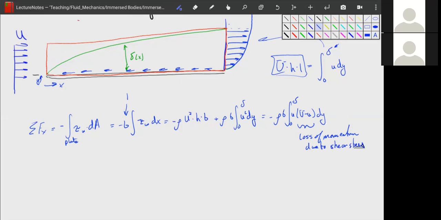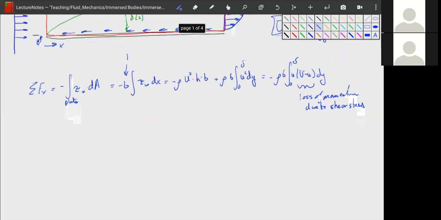Remember, momentum is conserved. If we lose momentum, or gain momentum, it has to be because there's a force on our system. All right, so what we can do now is estimate our u here, our lowercase u. We can guess it, simulate it, or measure it, and plug that into this equation, and then get an expression for our shear stress at that point.